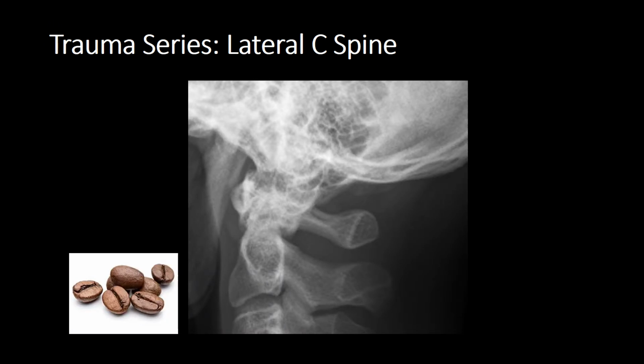This radiograph is a good example of how sometimes it can be challenging to see the odontoid peg due to overlapping structures from our mastoid air cells and our occipital condyles. And that's why looking for that coffee bean, the anterior tubercle of C1, is so important, because you know that the peg lies posterior to the anterior tubercle of C1.